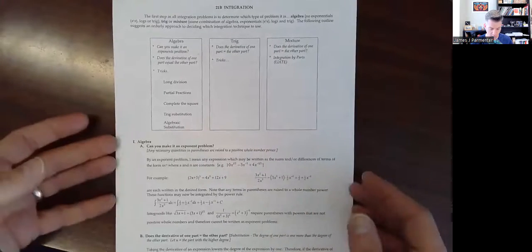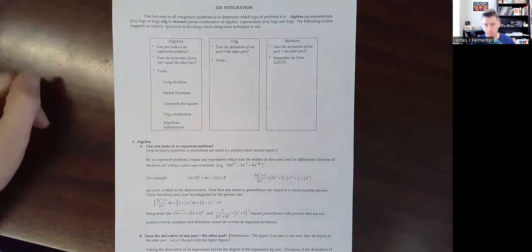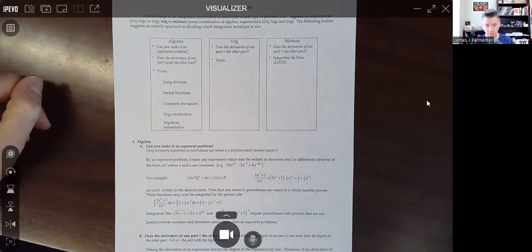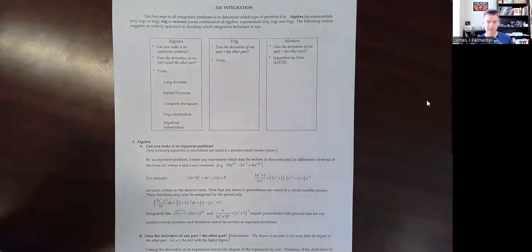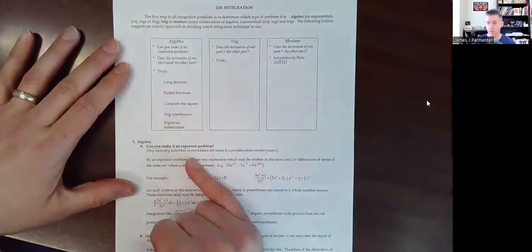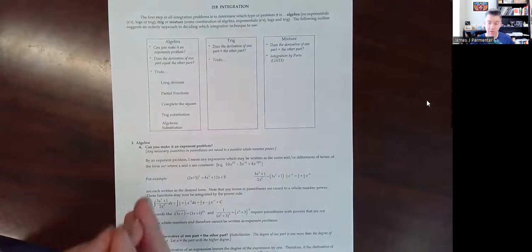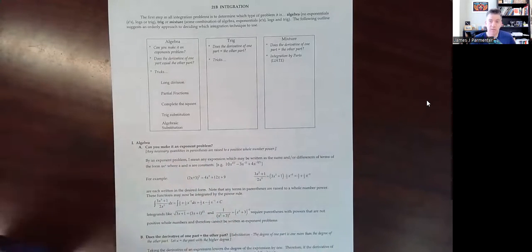Okay, so the purpose of this video is to go through this 21B integration flow chart, for lack of a better word. The idea basically being that we're going to talk about what to do when you see a certain type of thing. So first and foremost, I'm going to break this into two or three videos, probably three. We're first going to go through the algebra sections, meaning if you see something that is algebraic, meaning kind of just powers of x, square roots, other roots, but no trig, no exponentials like e to the x, no logarithms or inverse trig. So if you just see something that's algebraic, what do we do?